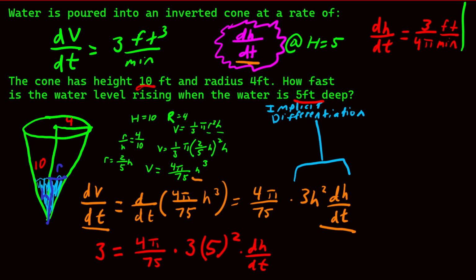So we can do a quick little sanity check. Water's going into the cone, so the height should increase, and it is. It's positive. But the biggest mistake people make is that they plug in r equals 5 or h equals 10, r equals 4, whatever, before relating r and h. If you plug in early, you break the relationship and the whole problem collapses. So this is our final answer. dH/dt is 3 over 4 pi feet per minute.